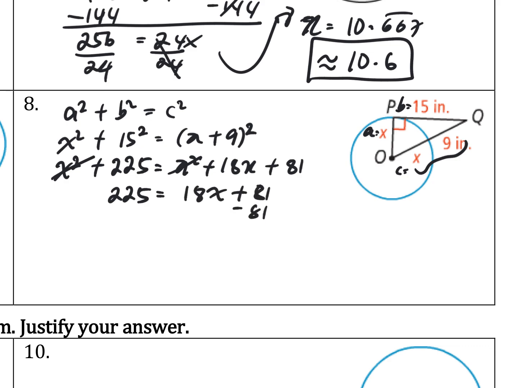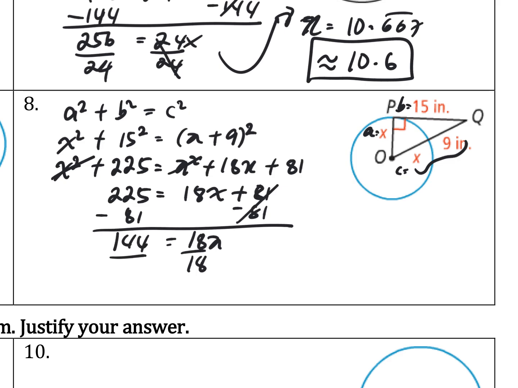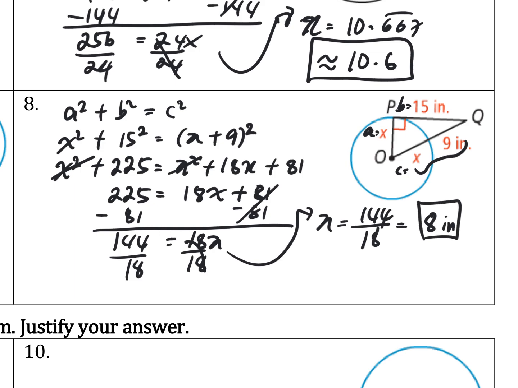Now we subtract 81 on both sides. So that's going to give you 18x is equal to 144. And then we divide both sides again by 18. So here, our x is going to be 144 over 18. And that is going to be exactly 8. So this is going to be exactly 8 inches.